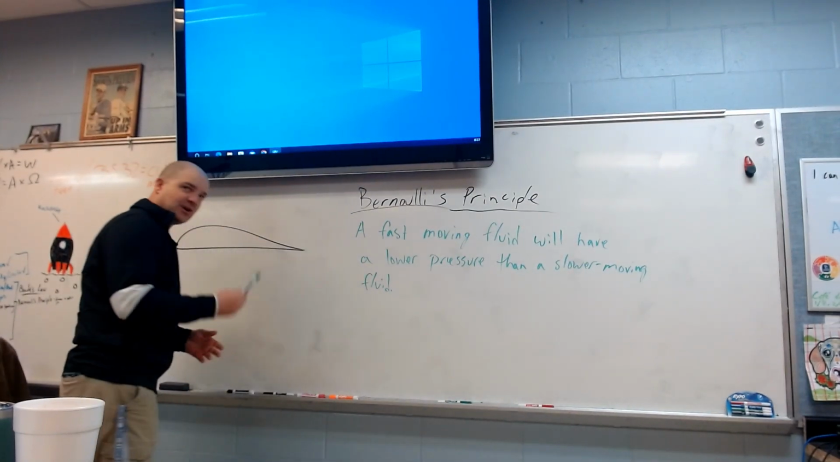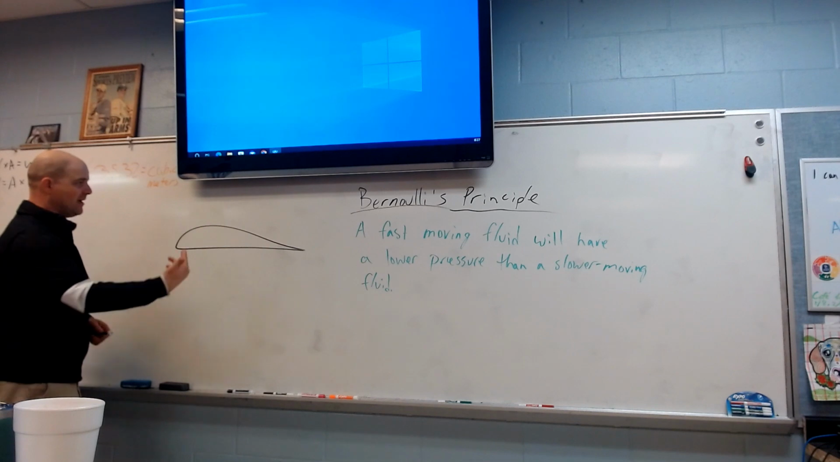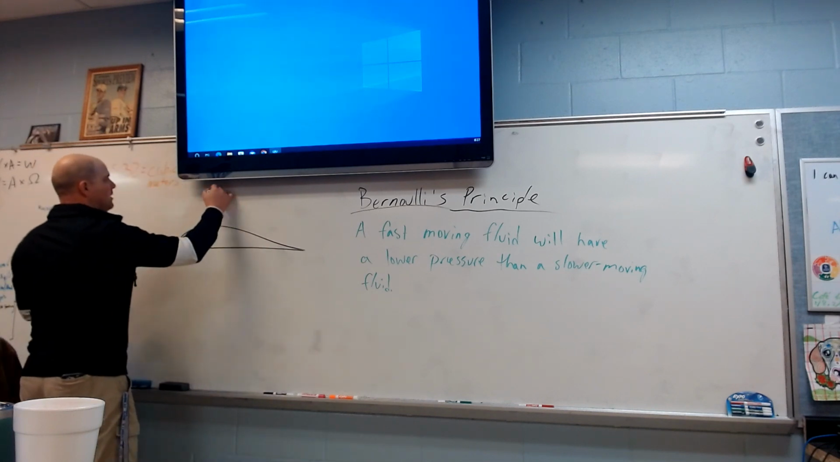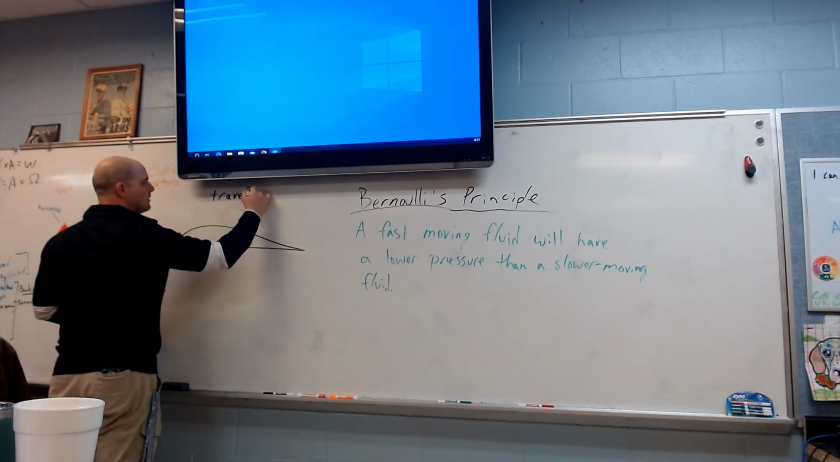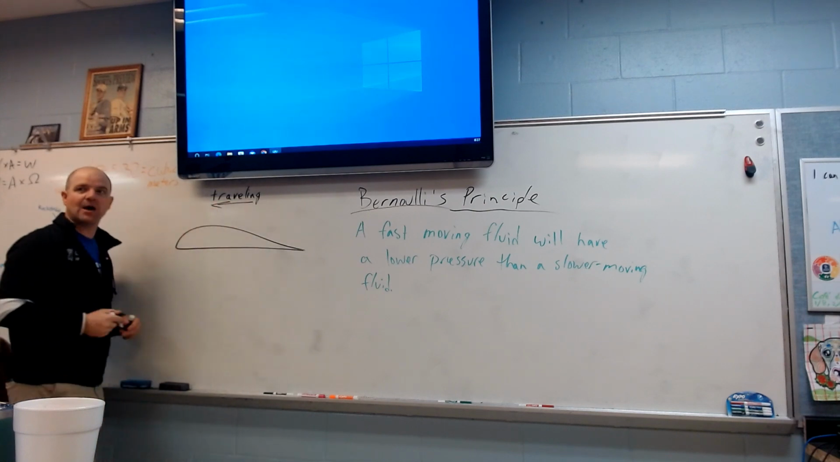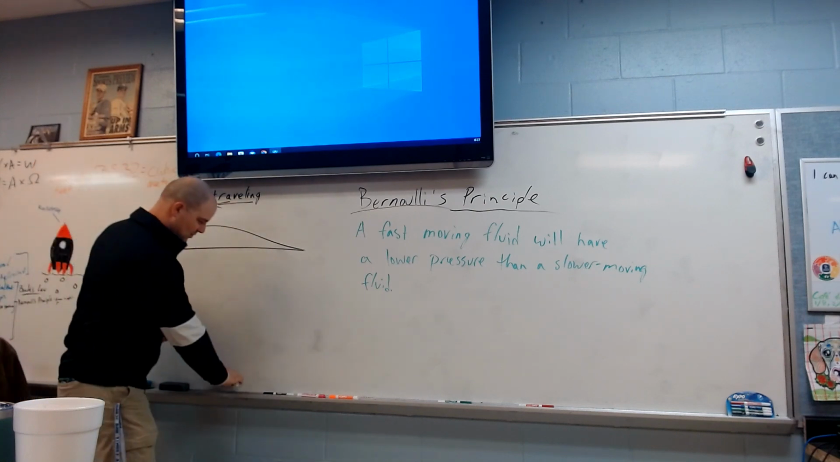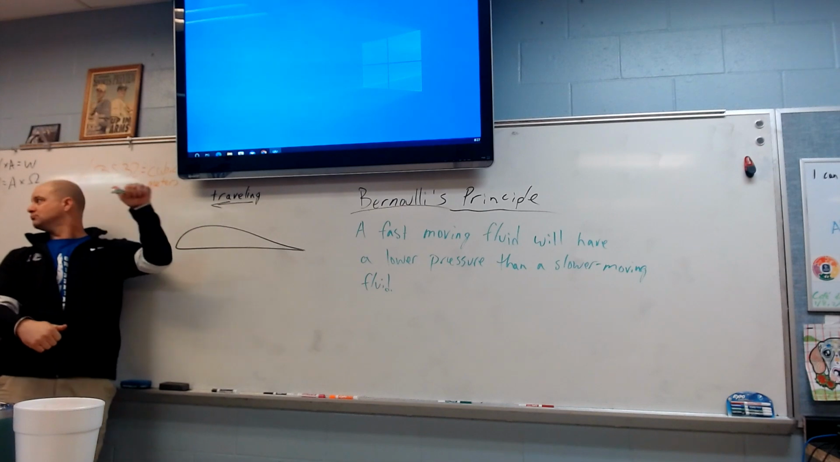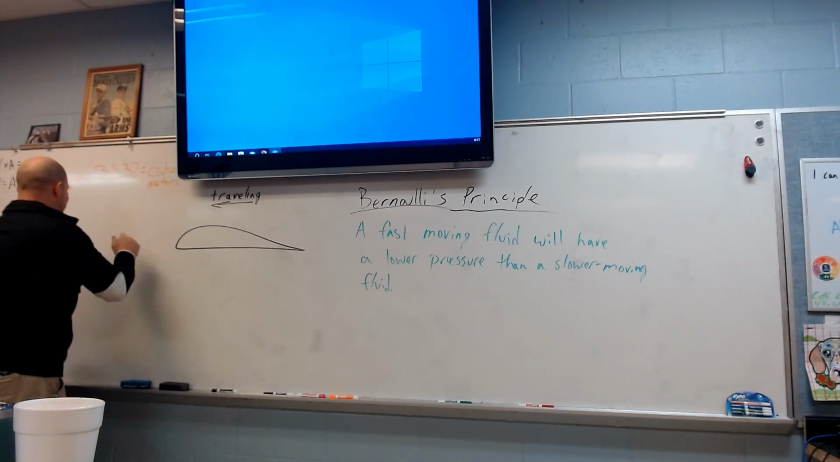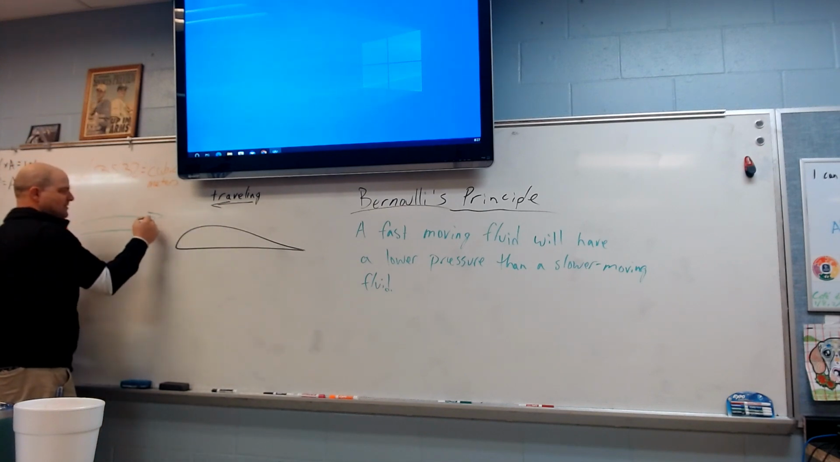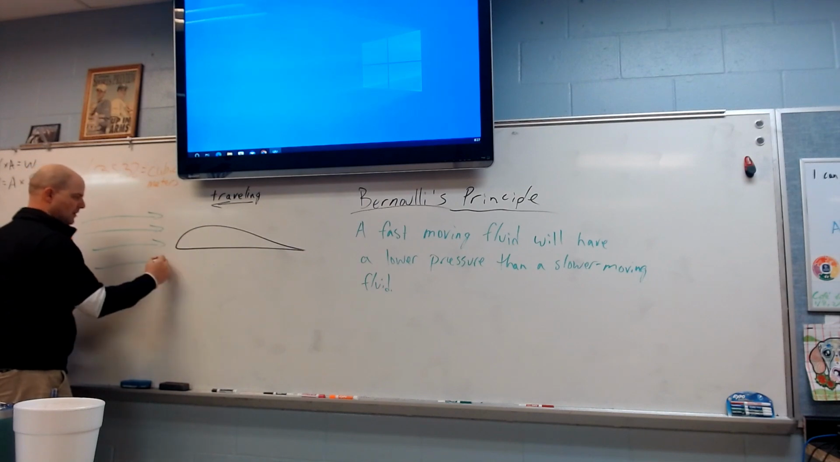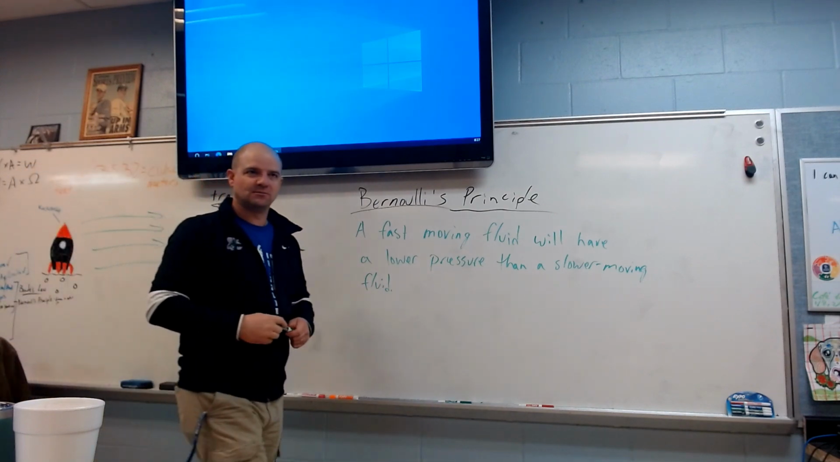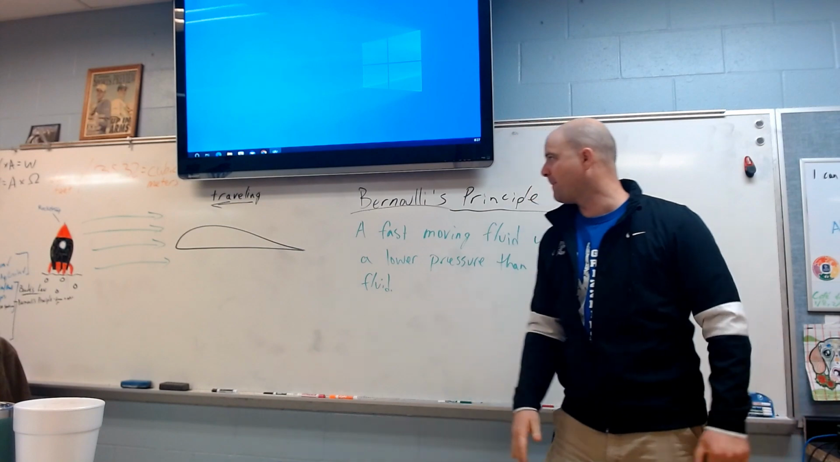So I'm going to use green for airflow. If the aircraft is traveling that way, going forward, that means the air will be traveling in this direction, yes? In relation to the wing. Everybody follow still? Yeah. Okay.